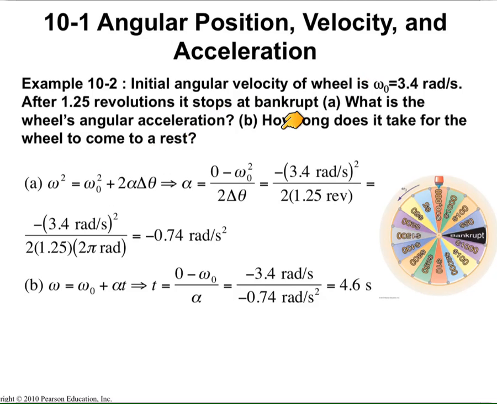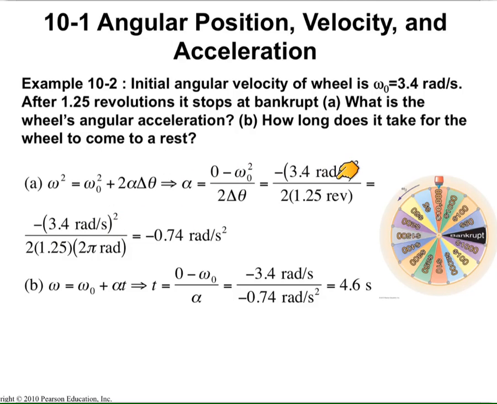Omega 0 is 3.4, and delta theta is given, the total angular displacement. It is given in terms of revolutions. Of course, you have to convert this to radian. So we know that 1 revolution is 2 pi radian, and then 1.25 revolutions is 2 pi times 1.25.